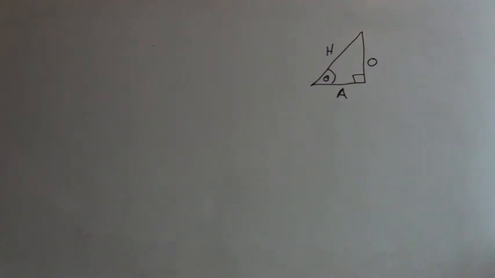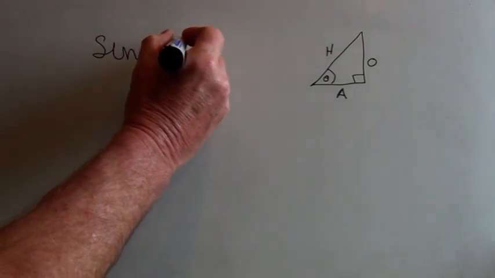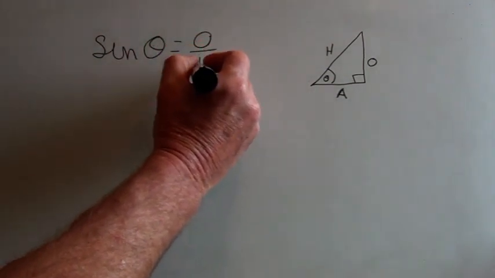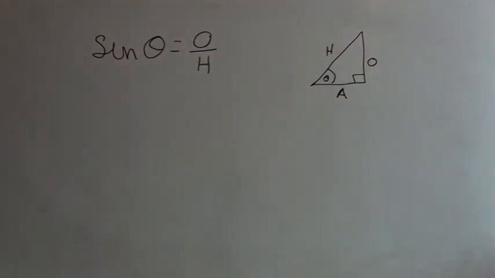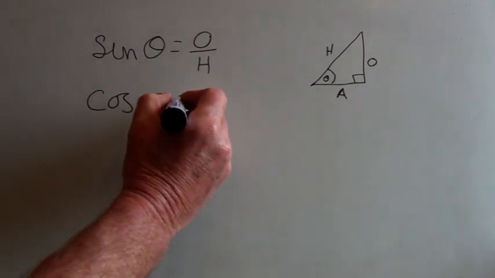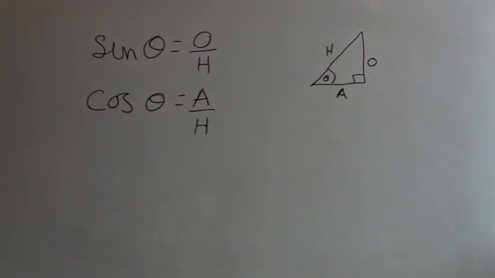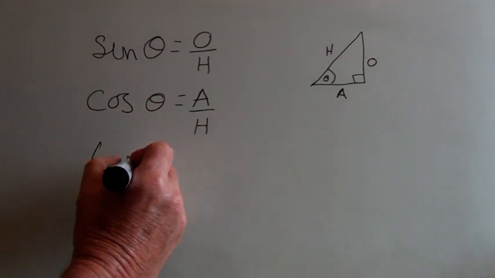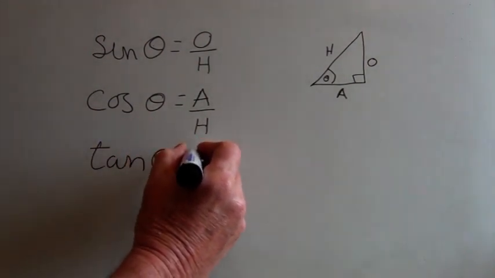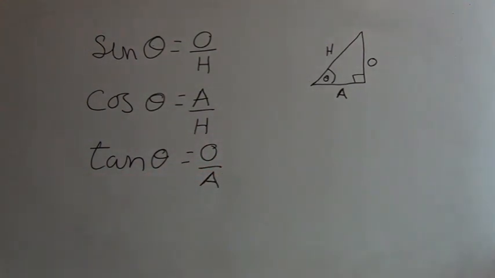Now for the sine function, sine theta equals opposite over hypotenuse. For the cosine function, cos theta equals adjacent over hypotenuse. And for the tan function, tan theta equals opposite over adjacent. So make a note of these and then we'll carry on with the presentation.